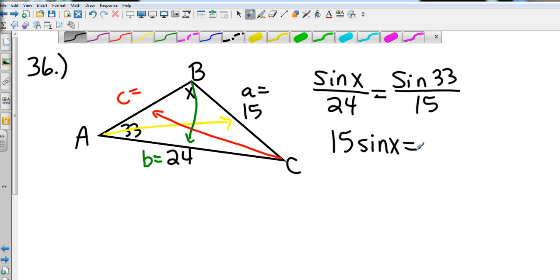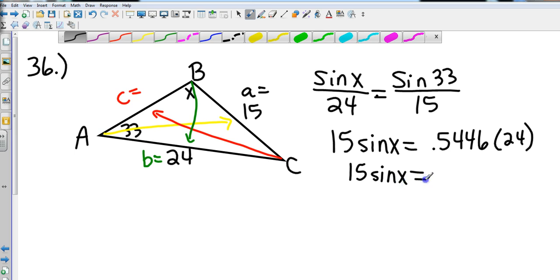equals, let me get my calculator here real quick and do sine of 33, which is 0.5446 times the 24. So that's going to give me 15 sine of x equals 13.071. I'm going to go out 3 places. Then to solve that, we're going to divide by 15.